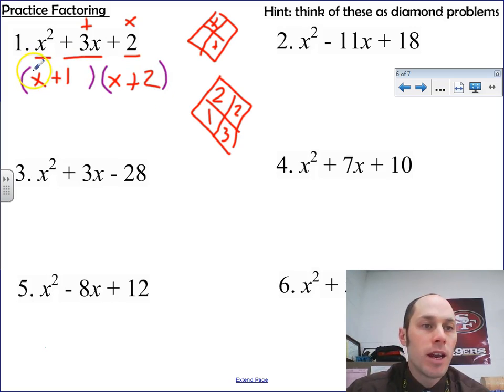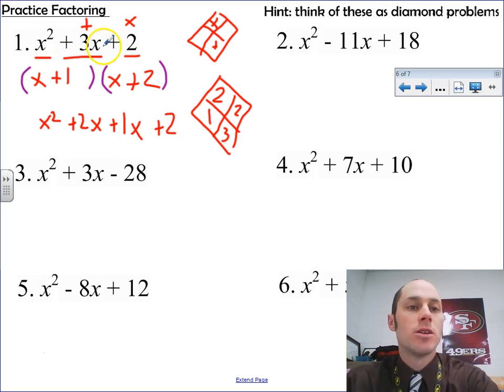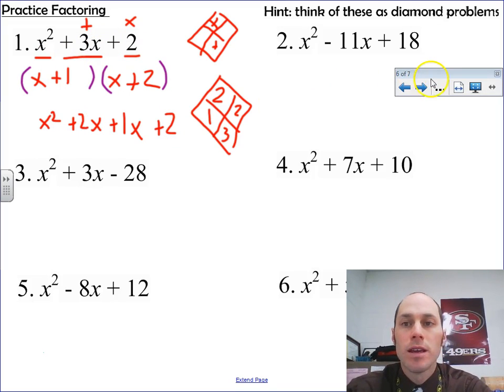So if I'm unsure about that, I can check my work. X times x is x squared. X times 2 is 2x. 1 times x is 1x. 1 times 2 is 2. And that combines to give me what I had to begin with. So you can always check your work to see if you did it right.